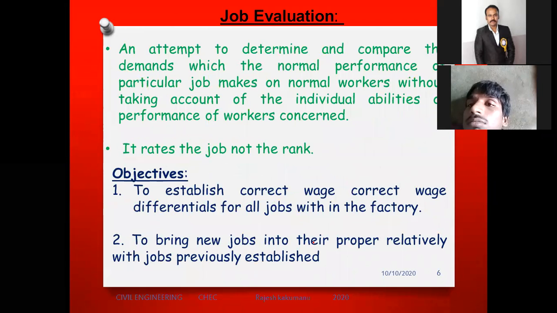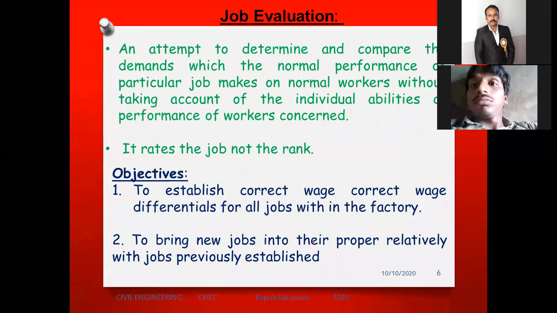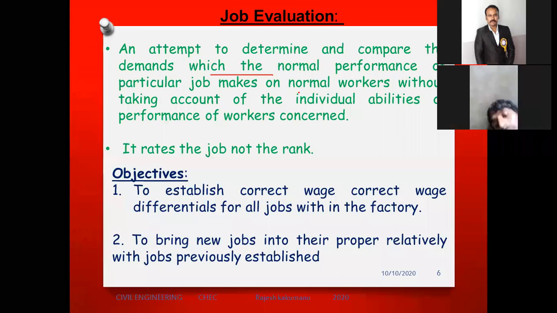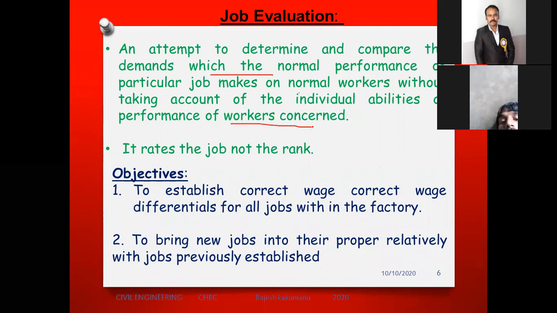Now we'll see the job evaluation, how the job evaluation is done. Once the job analysis is completed, then we'll see the job evaluation. It is an attempt to determine and compare the demands which the normal performance of a particular job makes on normal workers, without taking into account the individual abilities or performance of the workers concerned. So in job evaluation, they will not look at the workers' attitude. They will compare the demands with the normal performance of the job.